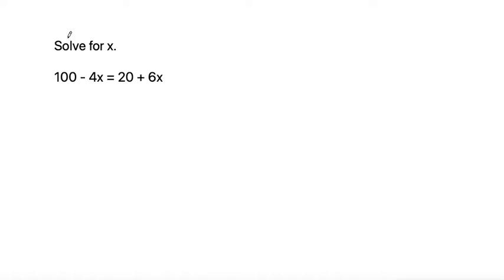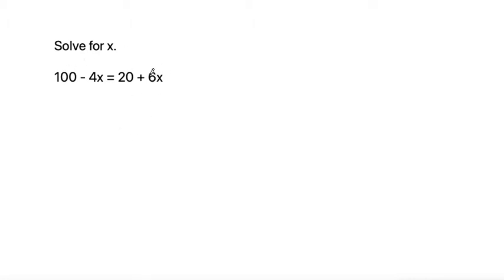Here we have a problem that says solve for x, and the problem is 100 minus 4x is equal to 20 plus 6x. When we solve for x, we want to get all of the terms with x onto one side. I like to put all my terms with x onto the left side, and then all my terms that are just numbers, I'll put them on the right side first.